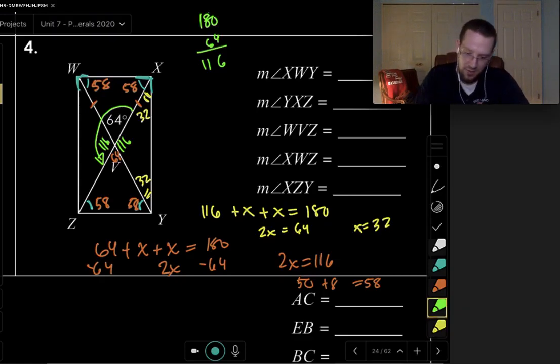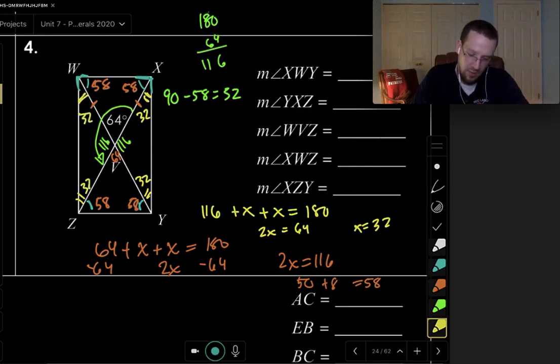Or likewise, we know that this angle up here is 90 minus 58. That will give us our remaining angle, 32. So either way you eat the Reese's, there's really no wrong way to eat a Reese's.